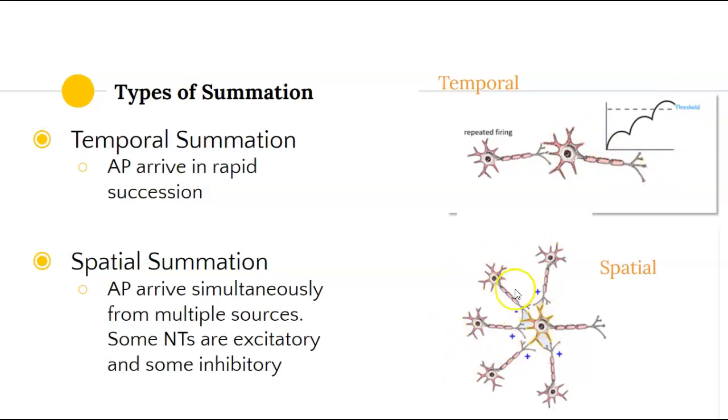Spatial is sort of what we had talked about on the previous slide. You get all of these action potentials from multiple sources. Some are excitatory, some are inhibitory. It just depends on what they all add up to, to see if we are going to actually continue on in this action potential.